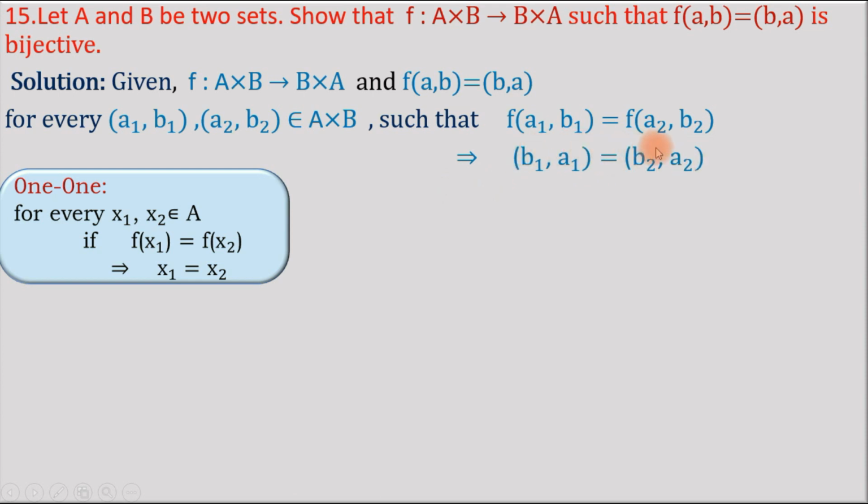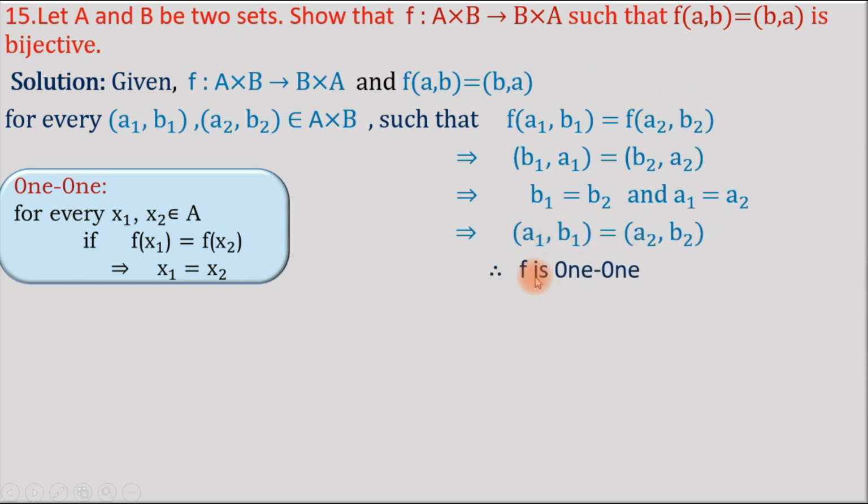Since two ordered pairs are equal, their first elements are equal and their second elements are equal. That means b1 is equal to b2, a1 is equal to a2. So this implies (a1, b1) equals (a2, b2). It is of the form f of x1 equals f of x2 implies x1 equals x2. This function is 1-1.